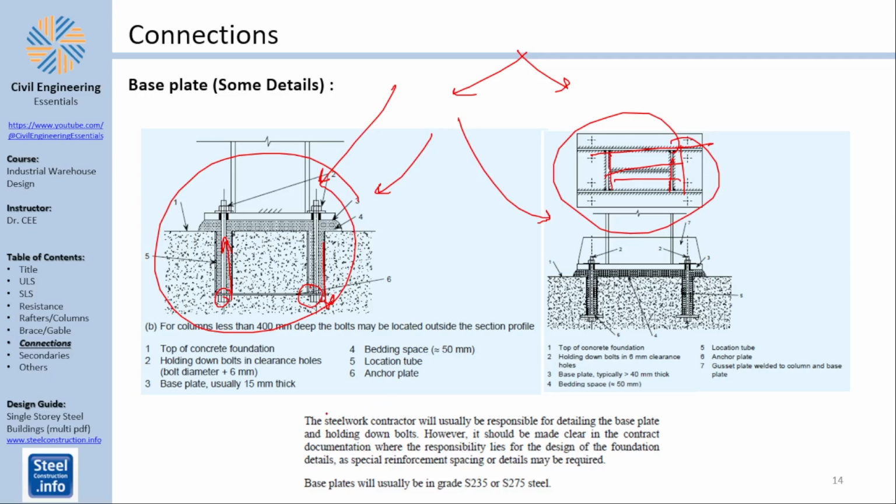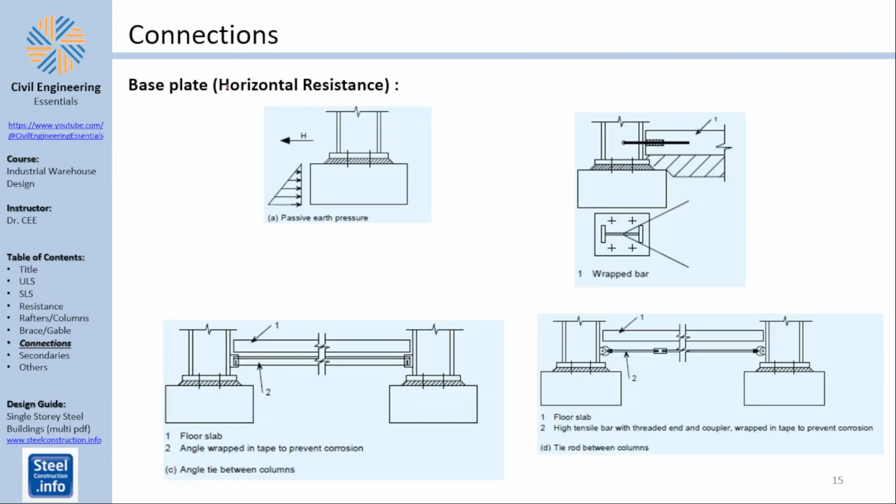So finally, the reference says that the steelworker's contractor is usually responsible for those details, and it must be clear in the documentation who is responsible for this. For base plates, furthermore, you need to resist horizontal movements. This can be done via multiple things. You can check the passive earth pressure, and this is something I will not do in Autodesk Robot, but this is a check you should do.